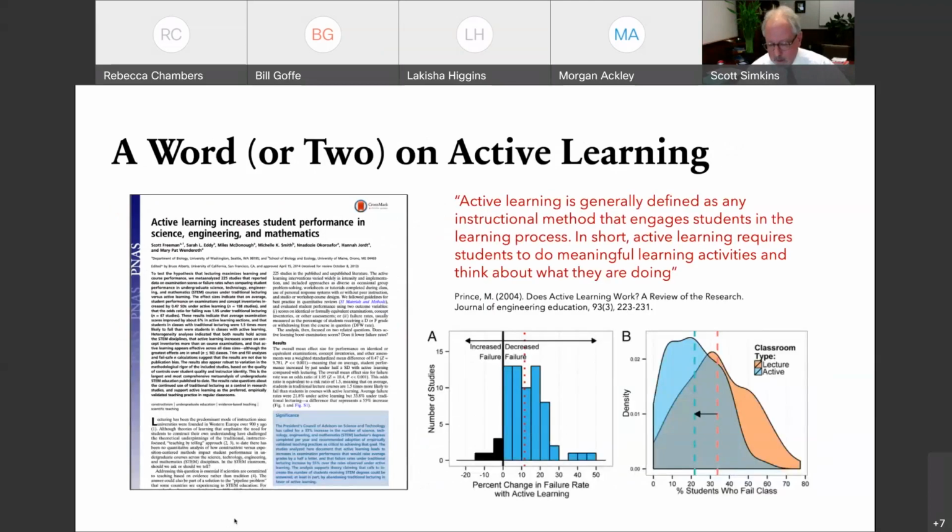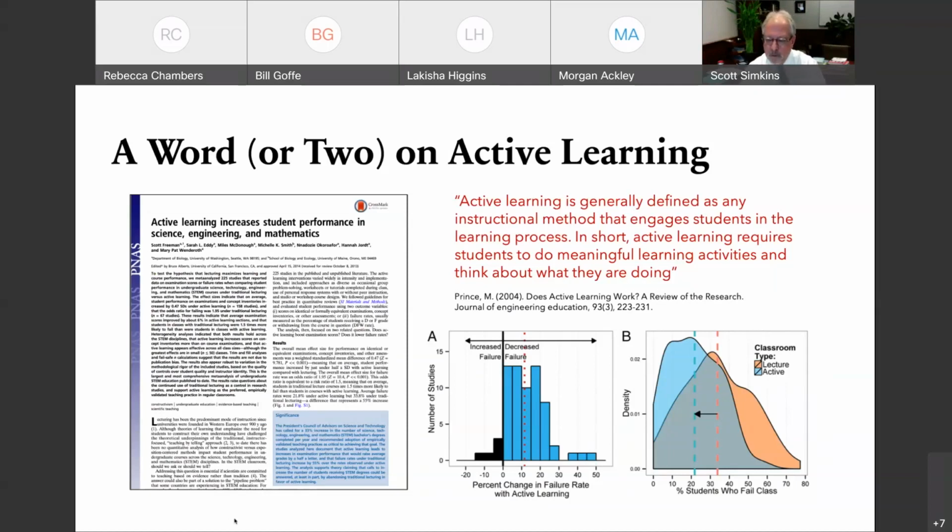So just a couple of things I want to say about active learning. Some of you know about this. This is a classic study about active learning, and it's helped to make the point strongly. It's been referenced many times. You'll see with A or B here, in terms of failure rates, a larger group of studies where the failure rate decreased significantly, or in the graph in B in the lower right, the number of students who failed classes is significantly less overall with active learning than with traditional lecture.